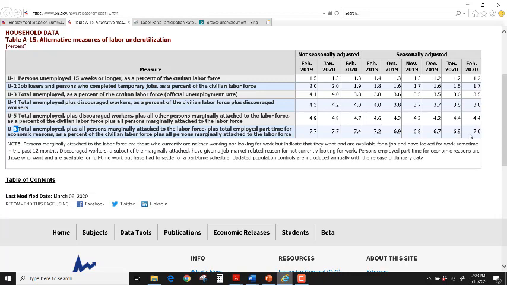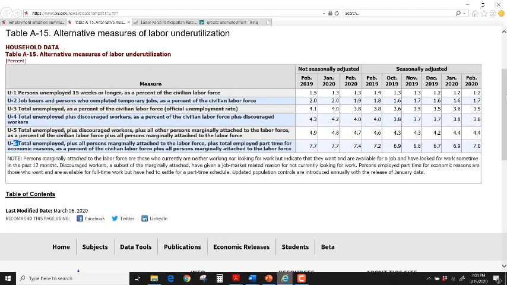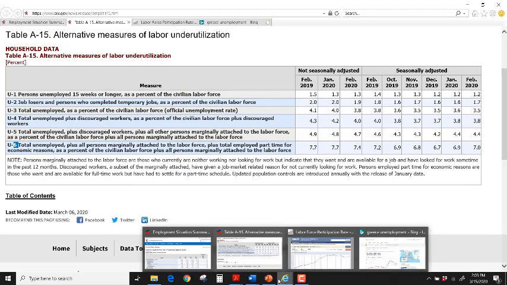And U6 usually goes down as well. And you can see U6 is down considerably from a year ago. So the general trend is holding up. But U6 did tick up a little bit, which indicates that there might be a slight increase in part-time for economic reasons. So there might be a slight increase of people who want full-time jobs but had to settle for part-time jobs. All right, so that's how we parse the unemployment data.